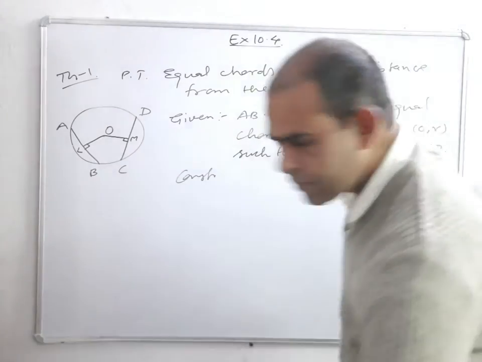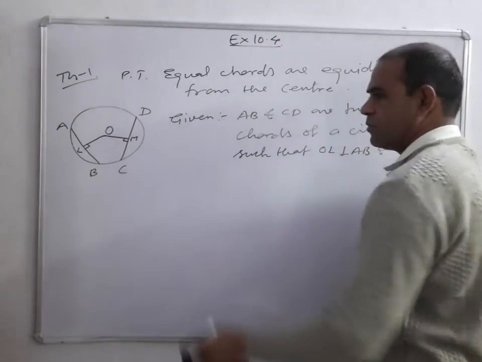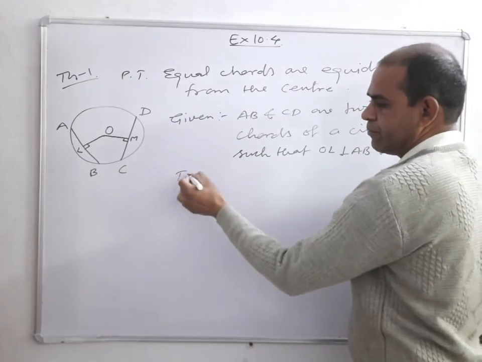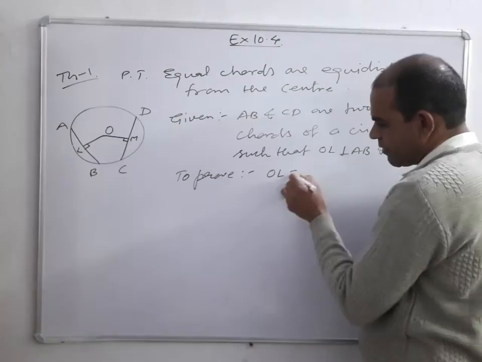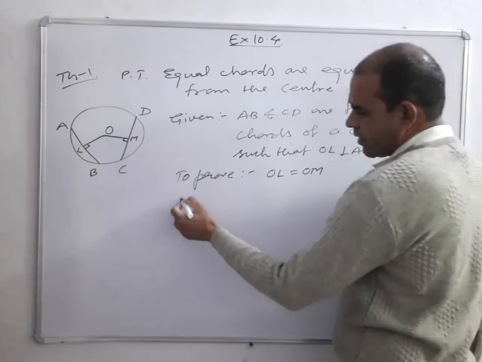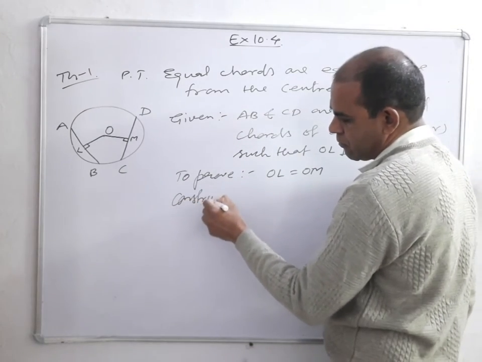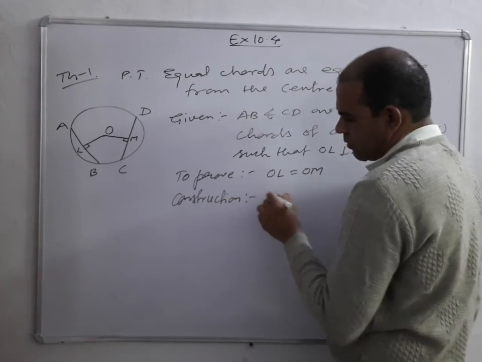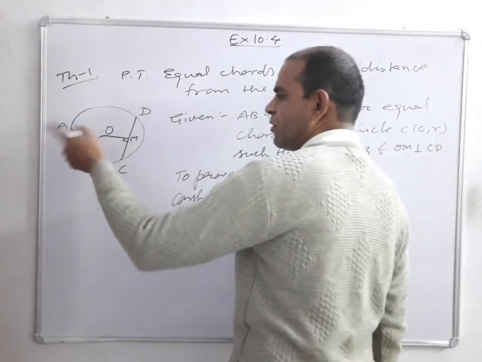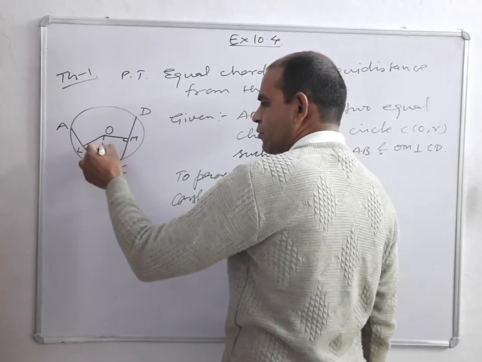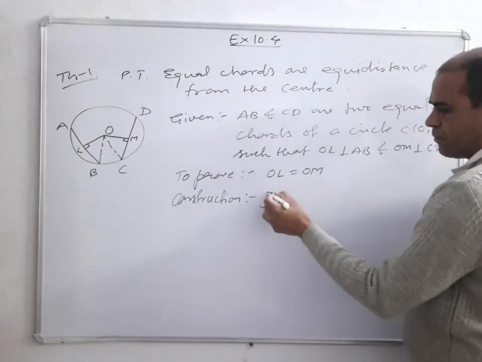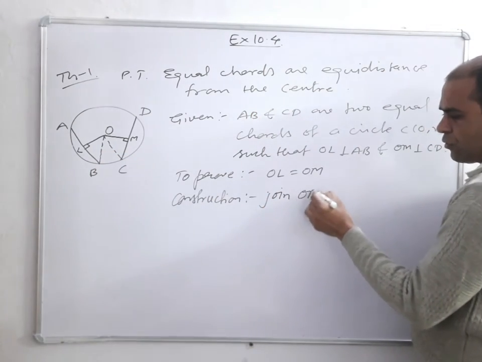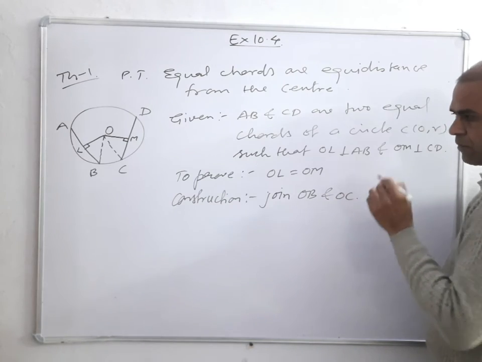Prove that OL equal to OM. To prove equidistance, OL equal to OM. And then construction: join the radius on one side. So join OB and OC.